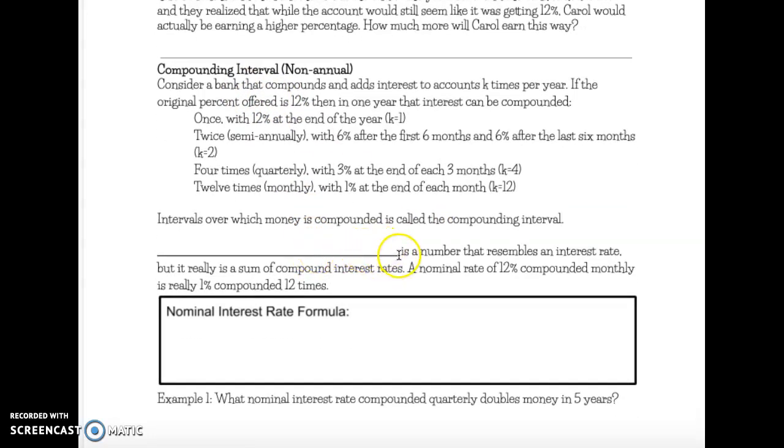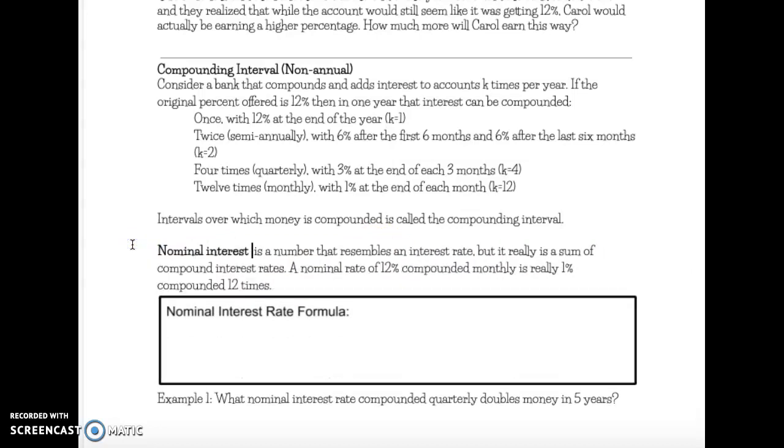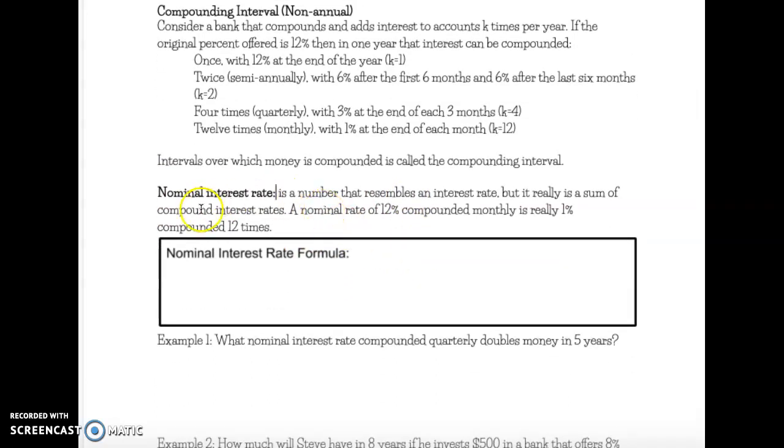So the nominal interest rate is a number that resembles an interest rate but is really a sum of compound interest rates. So a nominal rate of 12% compounded monthly is really 1% compounded 12 times. And the really cool thing about the nominal interest rate formula is it's actually the exact same formula for a compounding of an annual rate.